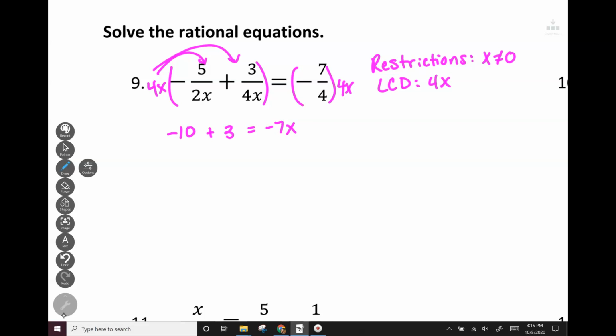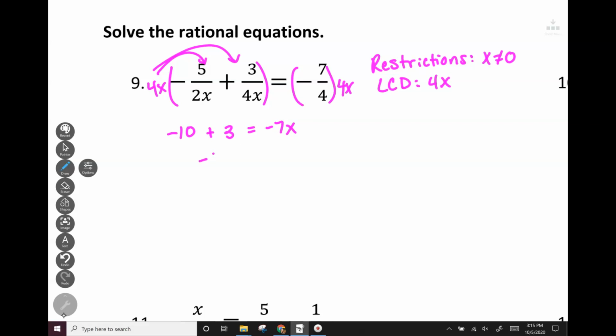Okay, if you had done it the other way, you would have multiplied 4x times -5 and got -20x on the top and then simplified that to get -10. 4x times 3 is 12x. 12x divided by 4x is 3. Okay, so either way, this is just the more efficient way.